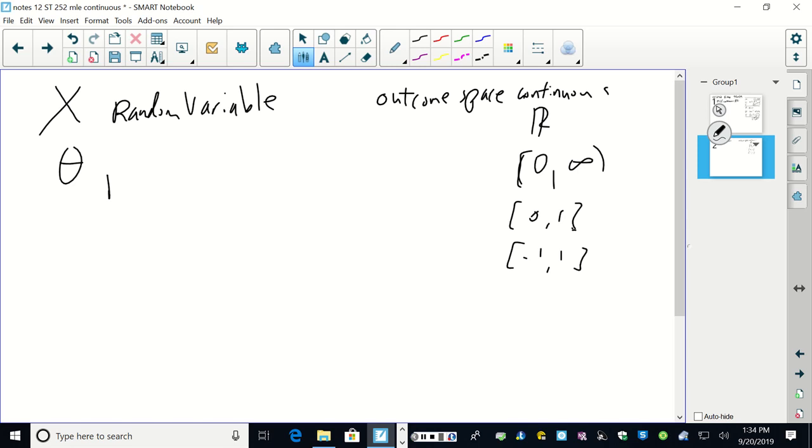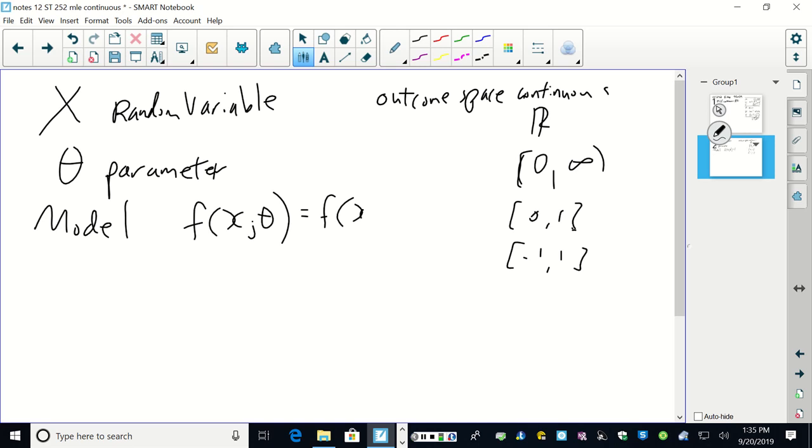Theta, in general, is a parameter, and that's often the goal. We often want to know that parameter, and it shows up in a probability model. So f of x, a density function given theta. I might slip and write it as f of x given theta, but I mean the same thing. This f is a probability density function.